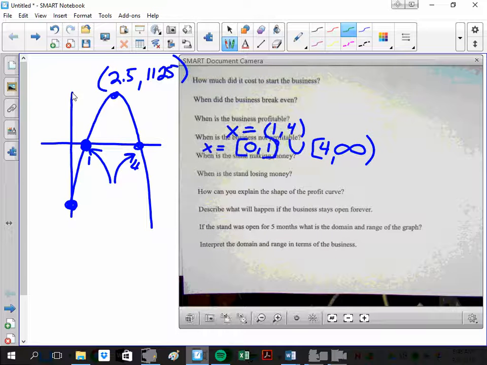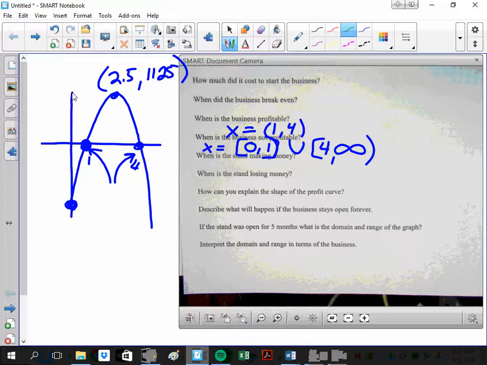What does it mean to be making money? That's profitable. Having more than you spent is profit. But when is the lemonade stand making money? John? When the graph is going up. When the amount they are bringing in is more than the amount they're spending at any particular moment. So that translates into the graph going up, increasing.